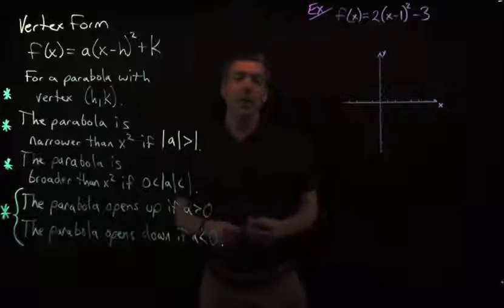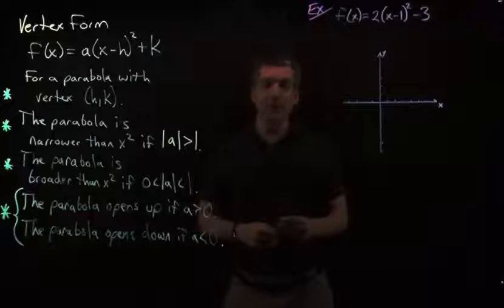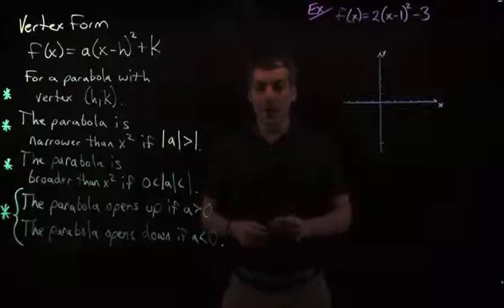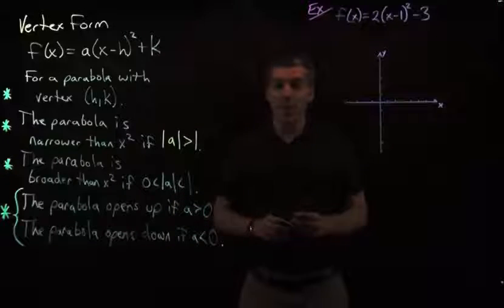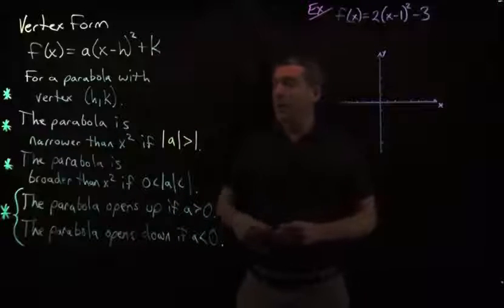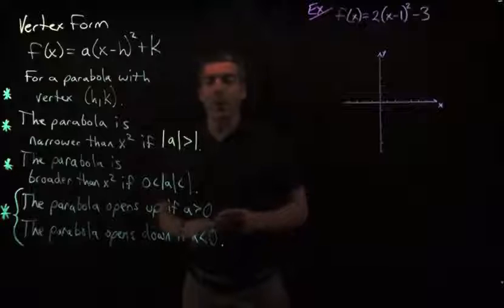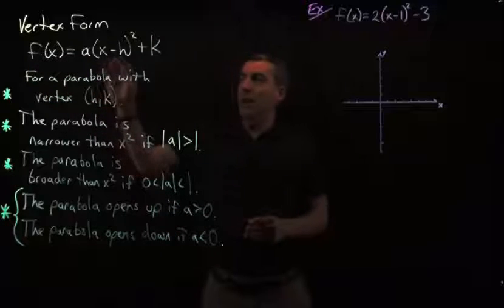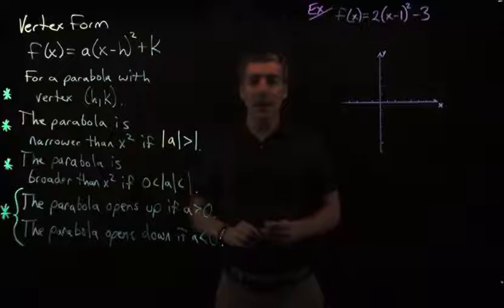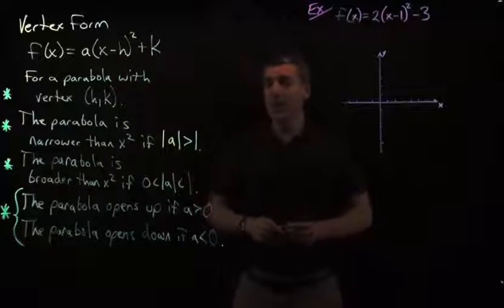We have the form f of x equals ax squared plus bx plus c for a quadratic function. There's another form that's very useful, and that's called the vertex form. Let's take a look at that. Here we have the vertex form for a quadratic function. It's f of x equals a times the quantity x minus h squared plus k. This form has several advantages.